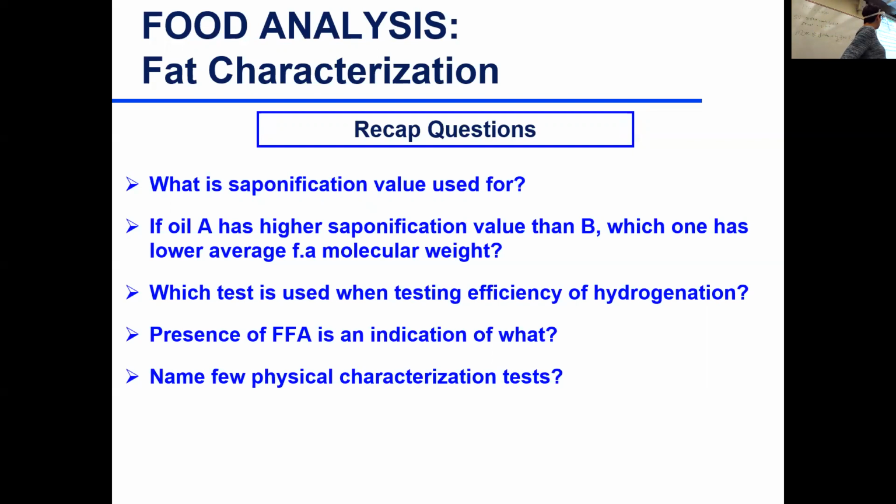Okay, so the presence of free fatty acids is an indication of what? Yes. Hydrolytic rancidity. Yes, that's one. What else? Yes. Age of the frying oil. Absolutely. Because during frying, triglycerides might break into fatty acids due to high heat and high moisture. Okay, what else? Yes.